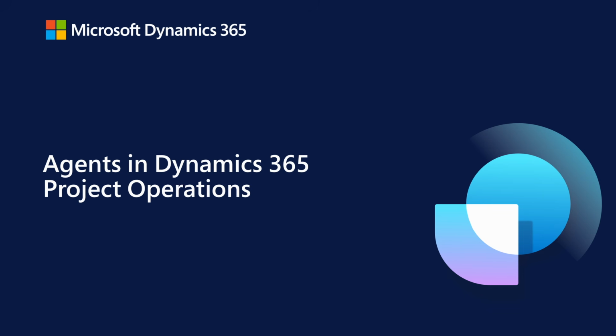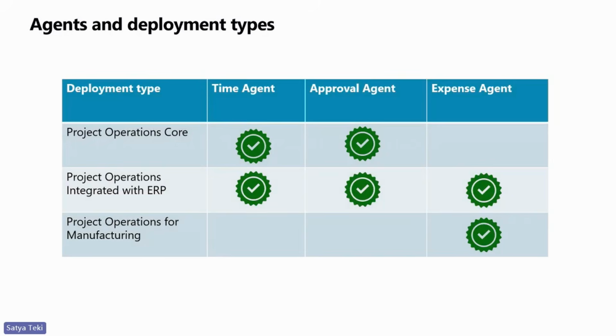Next, we will talk about agents in Dynamics 365 Project Operations. We have three different agents in Project Operations at this point: time, approval, and expense. This slide provides agent compatibility with various deployment types of Project Operations. Time and approval agents work on the Dataverse side of Project Operations and hence are supported with deployment types Project Operations Core and Project Operations integrated with ERP.